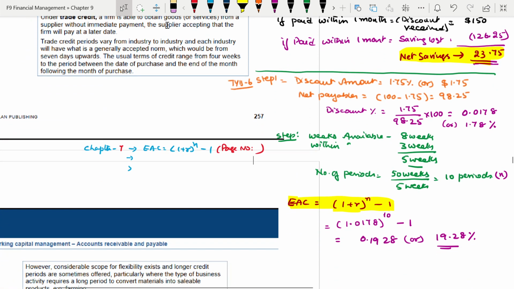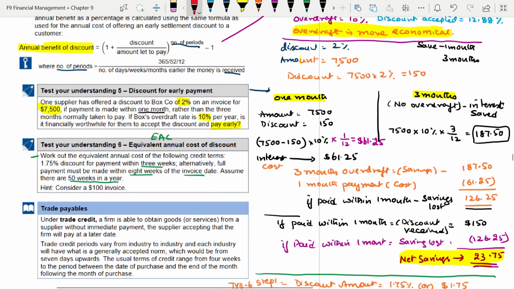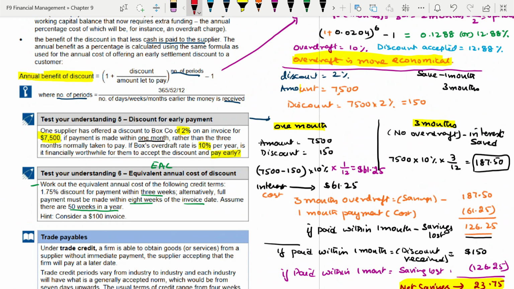Is it okay? Now what we have done? We have taken the discount amount and the net payables, we have calculated the discount percentage, we have taken the weeks, how much we have saved, then we calculated the number of weeks, 10 periods, is it right? Then we have computed the formula of equivalent annual cost. If you take this one also, this is also equivalent annual cost only. Yes or no? Same formula. This is also equivalent annual cost.